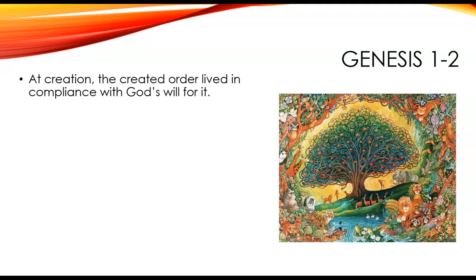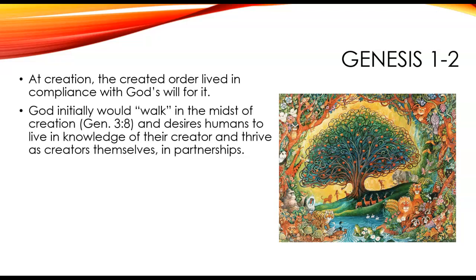So at creation, the created order lived in compliance with God's will for it. So all of creation, animals, the world itself, the cosmos, and the first created beings all lived according to God's will. God initially would walk in the midst of creation. So this idea of walking, of course, is anthropomorphic. God doesn't actually have legs and feet, but the author is expressing this idea of God's presence in the garden with His creation. He wants to interact with human beings in the environment in which He has created them to live, and desires humans to live in knowledge of their Creator.